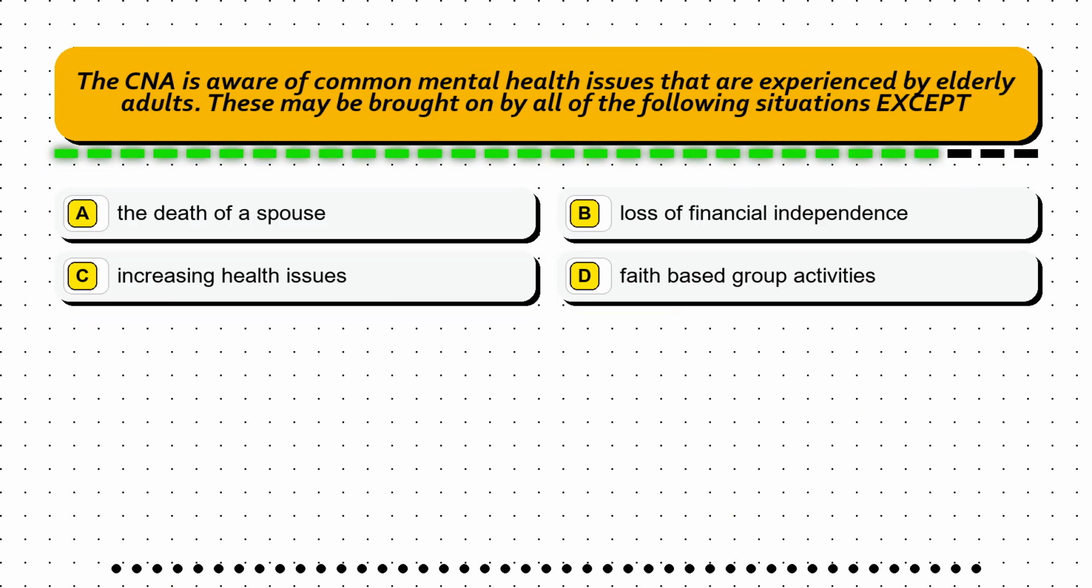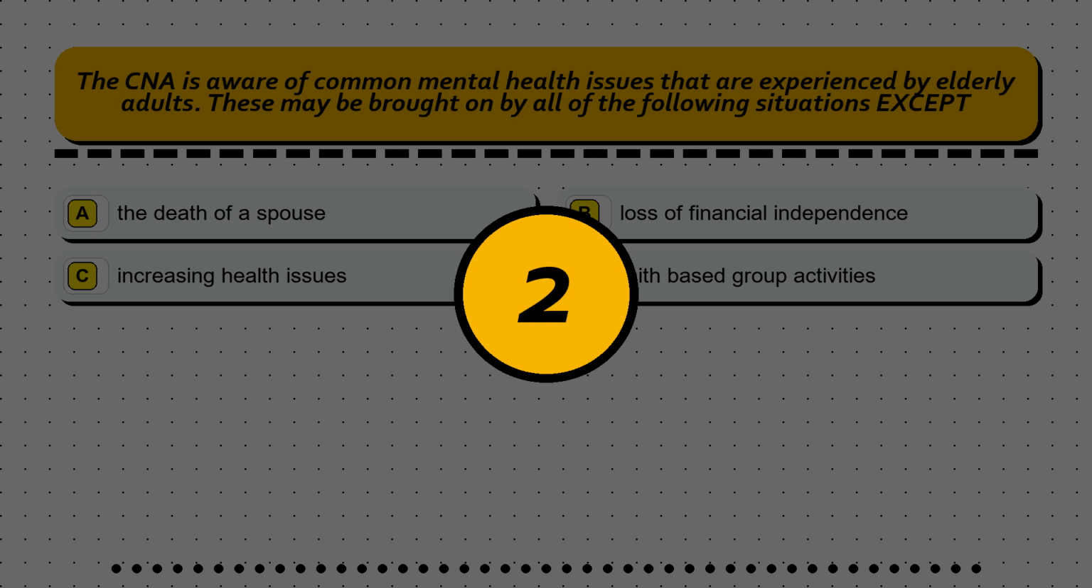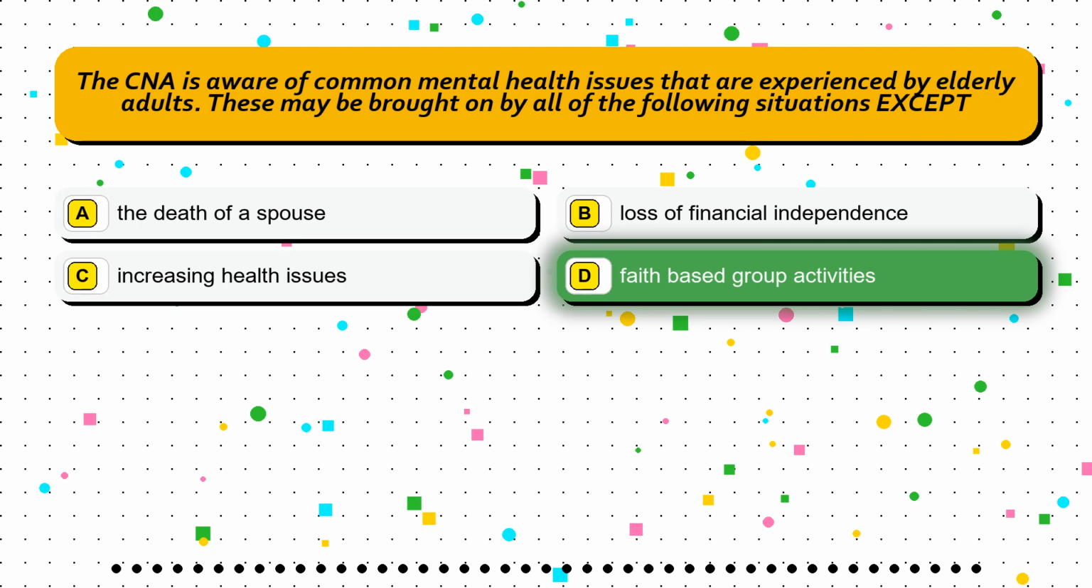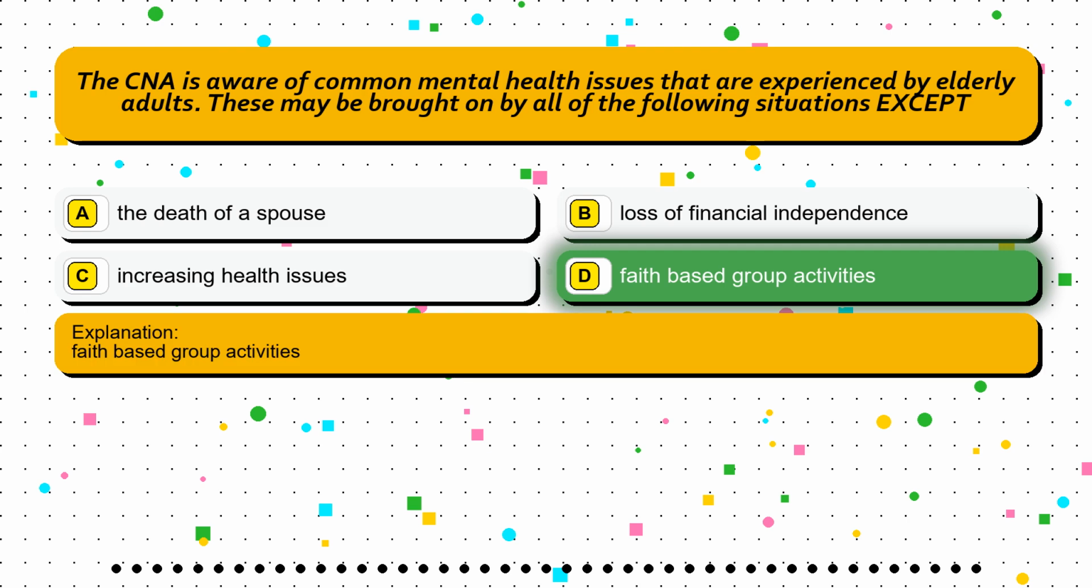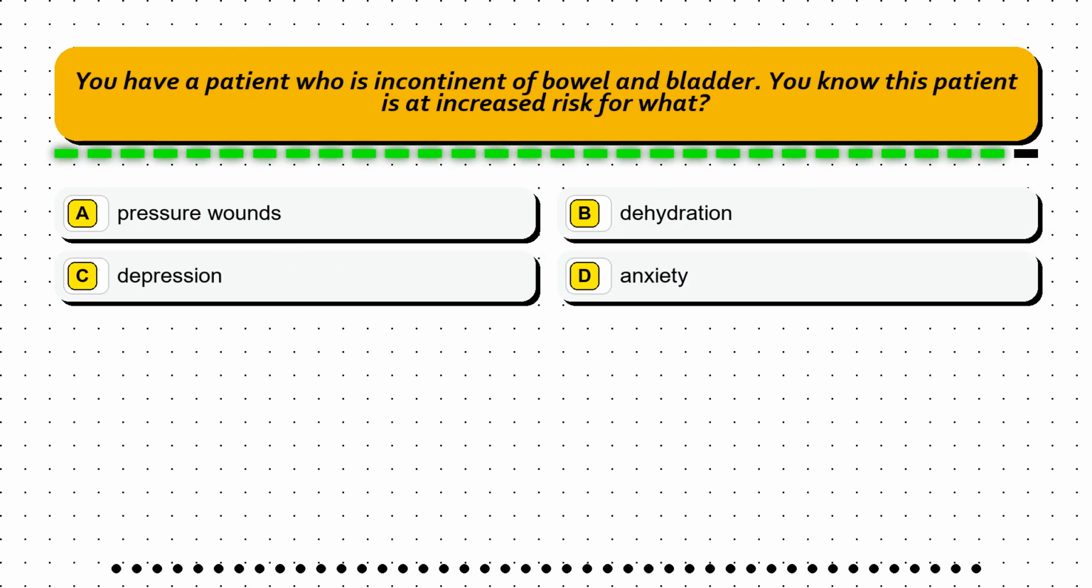Question 42. The CNA is aware of common mental health issues that are experienced by elderly adults. These may be brought on by all of the following situations except Option A, the death of a spouse, Option B, loss of financial independence, Option C, increasing health issues, Option D, faith-based group activities. The correct answer is Option D, faith-based group activities.